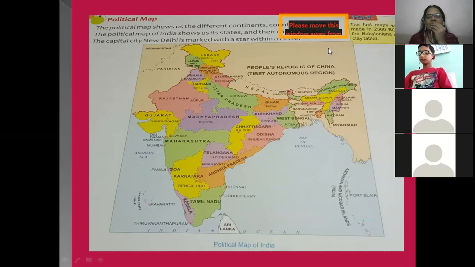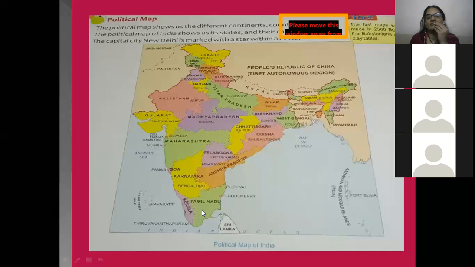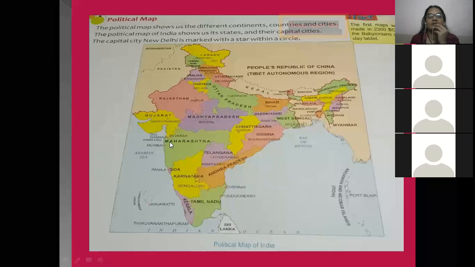This is Sri Lanka, Bangladesh, Myanmar, and in the southern part we have Sri Lanka. Neighboring countries are those countries which have a common border with the country. They are called neighboring countries. Now we talk about the states. There are 28 states in India and 8 union territories.